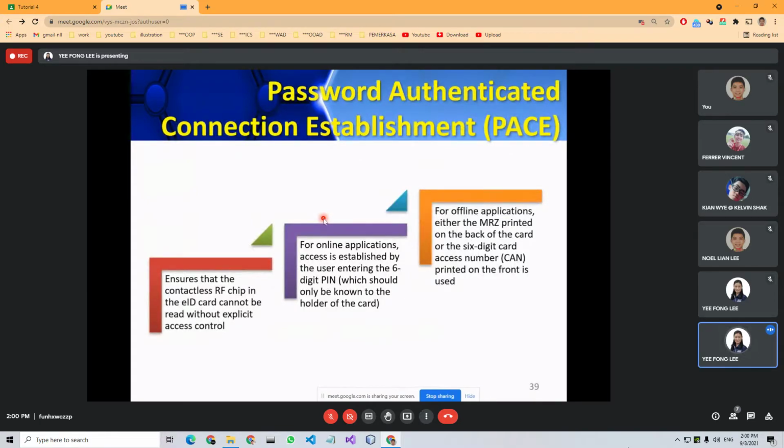Next one, PACE, password authenticated connection establishment. This is used to secure the contactless radio frequency chips in the electronic ID card, using different technologies.